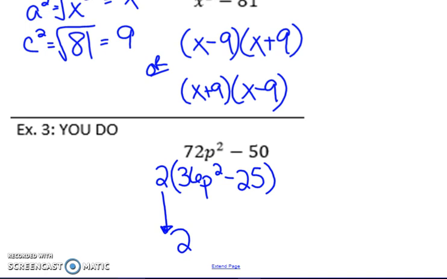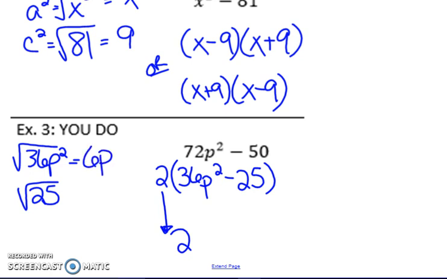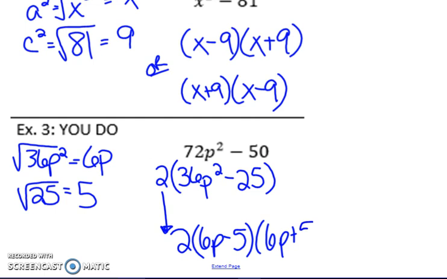There is, so we're going to take the square root of 36p squared, and we're going to take the square root of 25. When we take the square root of 36p squared, well, the square root of 36 is 6. The square root of p squared is p. The square root of 25 is 5. So now I have my a's and c's. So my answer just becomes 6p minus 5 times 6p plus 5.